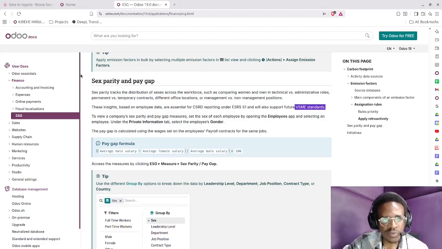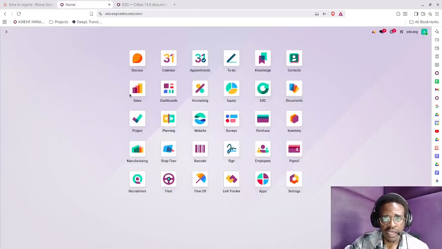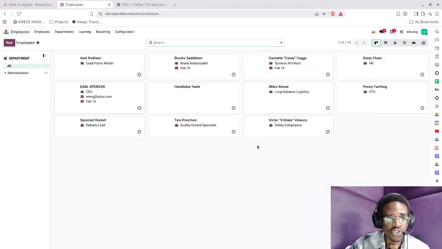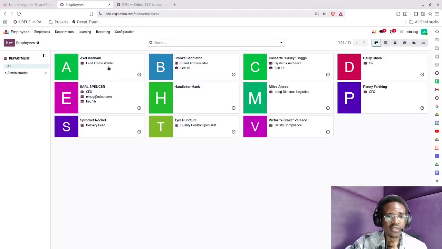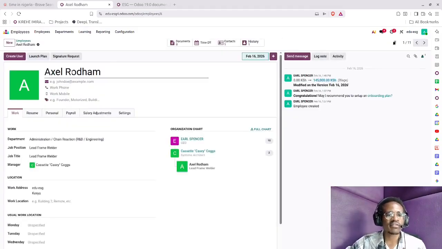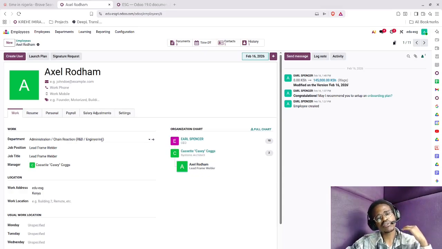So let's start with sex parity. I'll come to my employees app first before we go to ESG. And here I can see, for example, Axel Rodham. I can see this department. So basically he works in chain reaction, that's R&D engineering. And of course, above that department is the administration basically. Job position is lead frame welder, job title is lead frame welder.